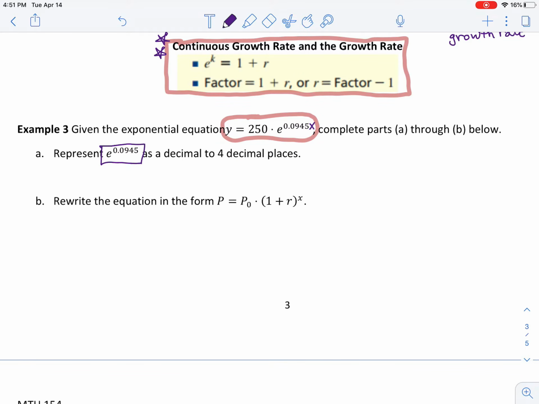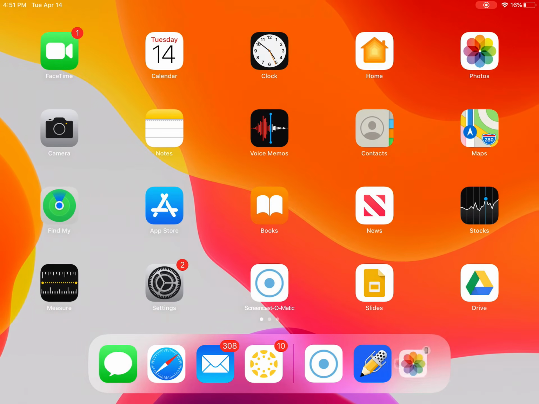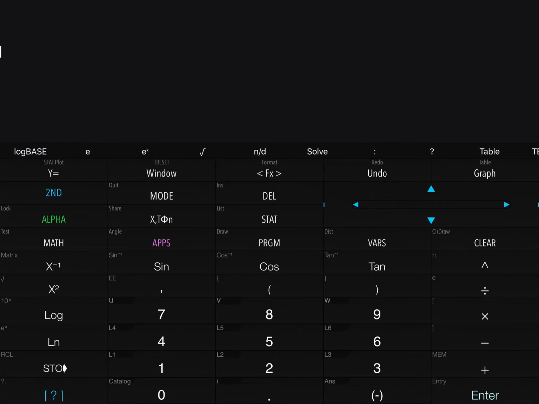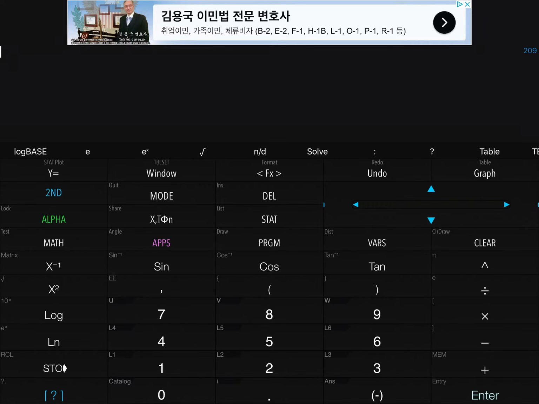Give me 1 second. I'm about to open up my scientific calculator and type that in together. Oh, I don't have that app on my pad. But you should be able to find the e button on your TI-30. I'm going to go ahead and use this one, just an app that I downloaded.